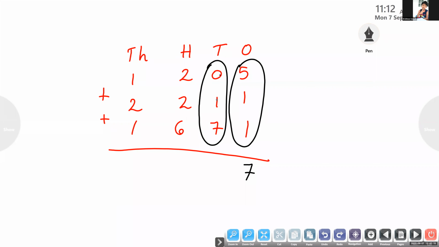Is it 9? After 7, what is the number when we are counting? 1, 2, 3, 4, 5, 6, 7, 8. So 7 plus 1 is 8. Okay. Now 2 plus 2. 2 plus 2, what will you get? 2 in mind, 2 in fingers. After 2?